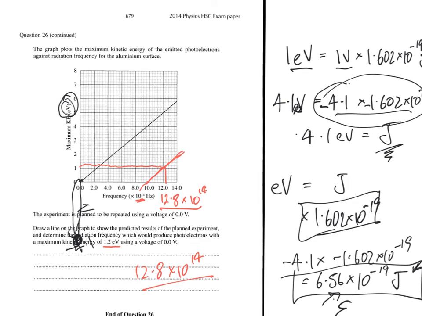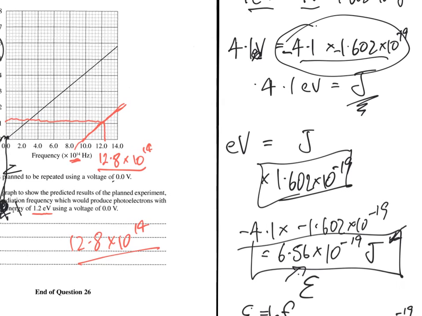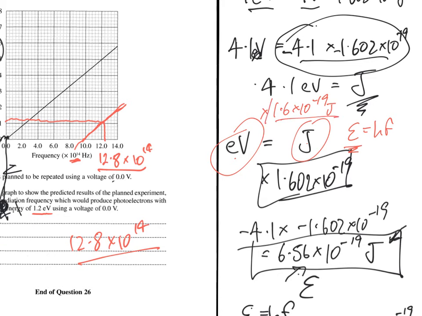Now the hardest part for this question is trying to work out what an electron volt is in joules, because we want E equals HF, we want energy. So just remember, when you see electron volt, you can convert to joules by multiplying by 1.6 times 10 to the minus 19. And that's the charge, or the energy lost by an electron as it moves through 1 volt.